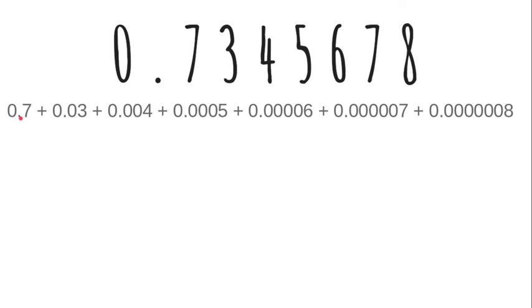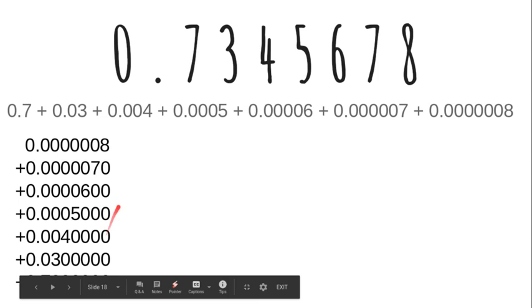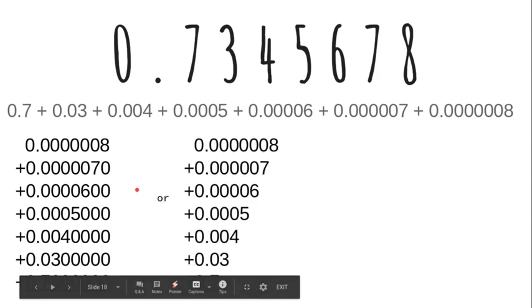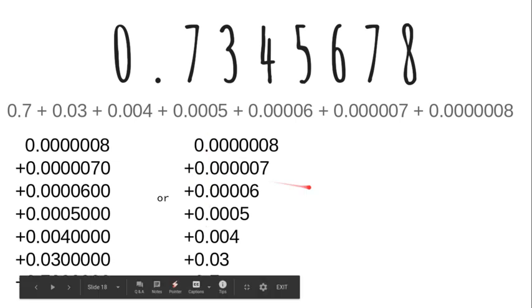Here's what I mean. We'll start here with 7 tenths, and then we have 3 hundredths. We use this 0 right here so that 3 could sit where it needs to be. And we have 4 thousandths, 5 10,000ths, 6 100,000ths, 7 millionths, and 8 10 millionths. And just like before, we can stack it using zeros to line everything up, or we can stack it without those zeros, but don't forget to keep those decimal points lined up.